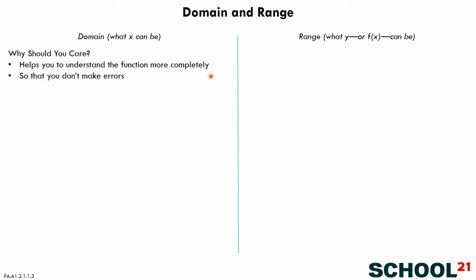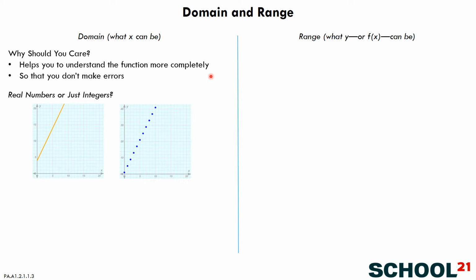So let's look at how we would refer to domain first. That's what x can be. The first question we ask ourselves is, is it real numbers or just integers? If it's just integers, then you'll see points, where you're only graphing points, or the description in a word problem is only about certain points. If it's continuous, with every single value in between all those points too, that's the real numbers, instead of just integers. So that's the first question.